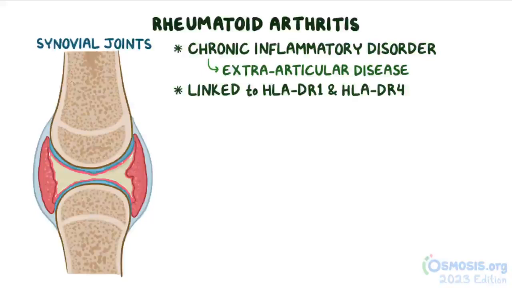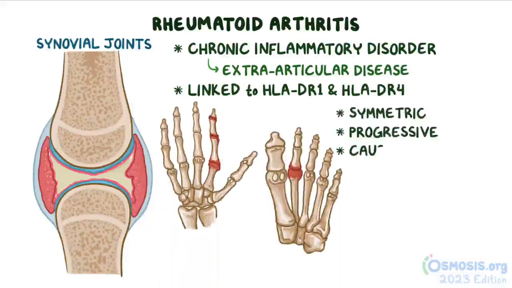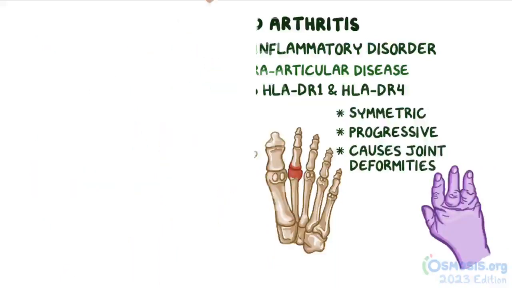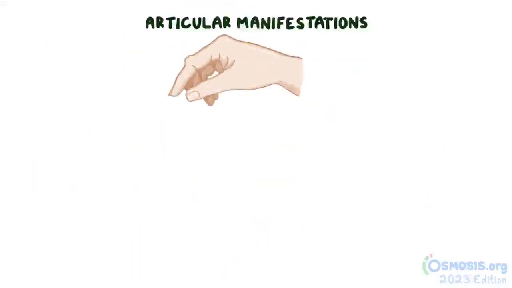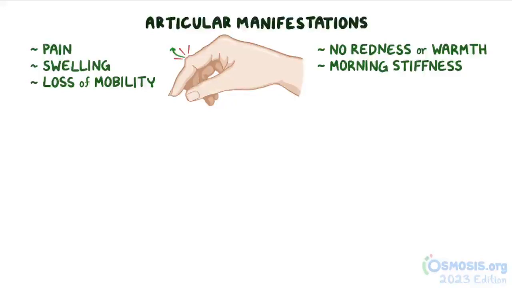Typically, rheumatoid arthritis affects at least 3 joints, generally ones in the hands and feet. The disease tends to be symmetric, progressive, and over time, it causes joint deformities like crooked fingers. So, the typical articular manifestations in rheumatoid arthritis are pain, swelling, and loss of mobility in the affected joints, but it doesn't usually cause redness or warmth because the inflammatory process is so gradual. Usually, there's morning stiffness that improves after 30 minutes of movement.